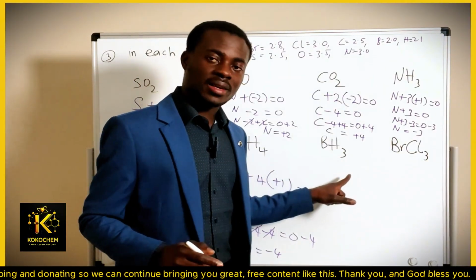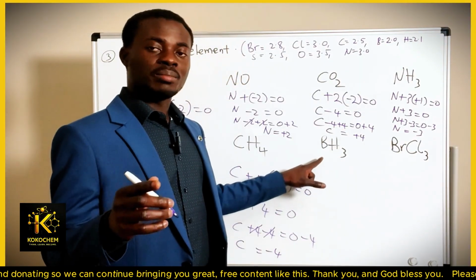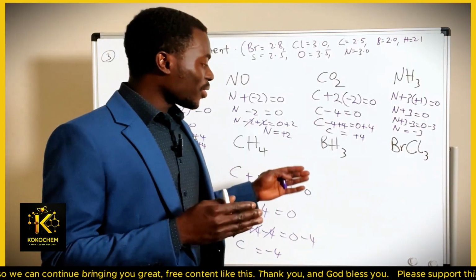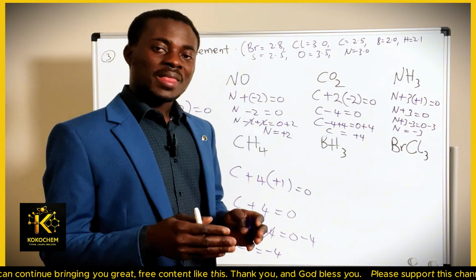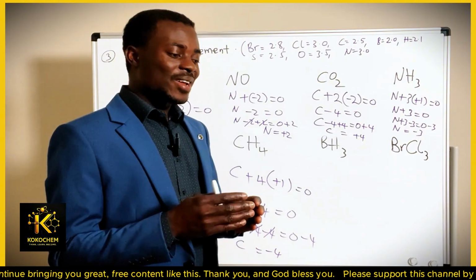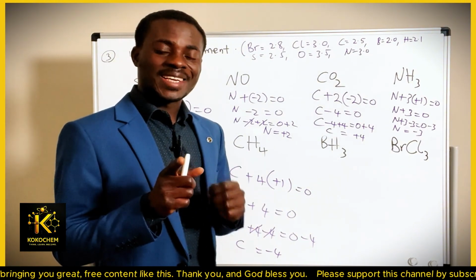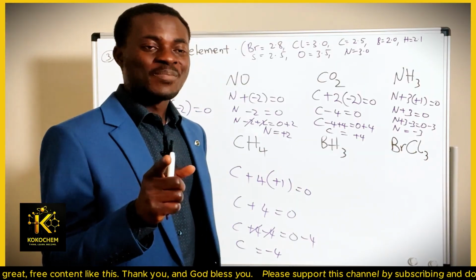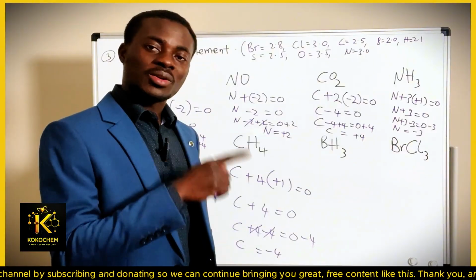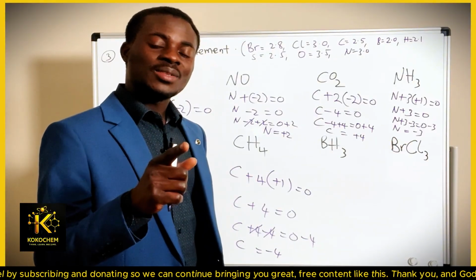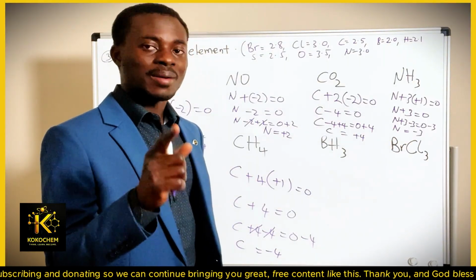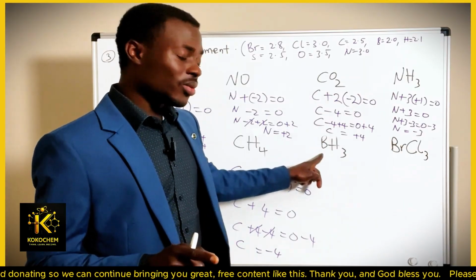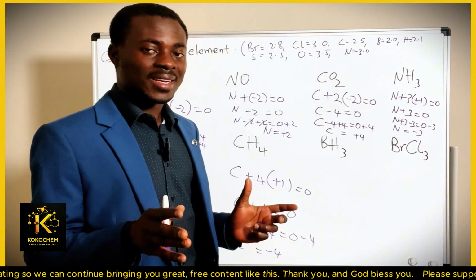Next, BH3. B is boron and H is hydrogen. Boron is a non-metal and hydrogen is also a non-metal. The rule says that when hydrogen is bonded to a non-metal, hydrogen will have an oxidation state of +1. But here it is tricky. Boron is a non-metal, so what is it?